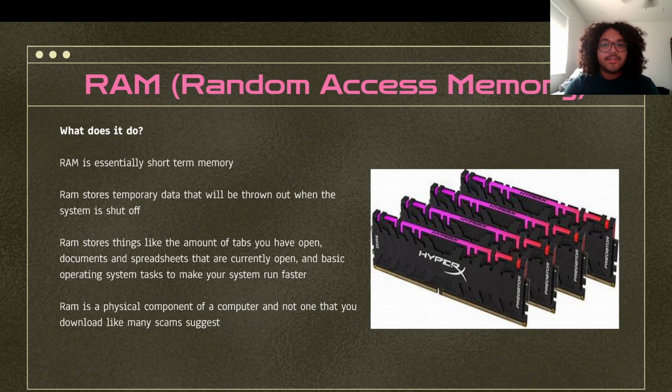Next, we have RAM, which is short for random access memory. Now, RAM is different from hard drives and SSDs because although it does store memory, it's short-term memory. It is essentially data that your computer stores to be thrown out when you turn off your computer. It's things like the tabs on your computer, the amount of programs you have open, the amount of mods you have in a video game. That's what RAM is for.